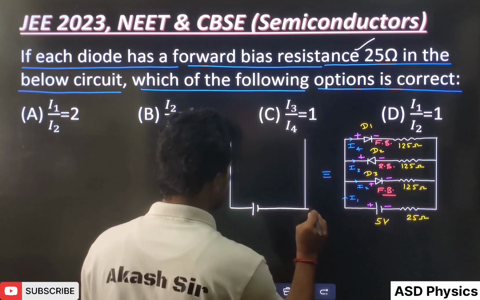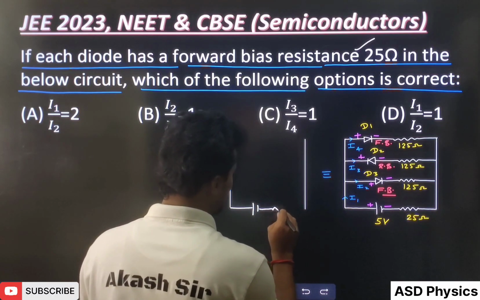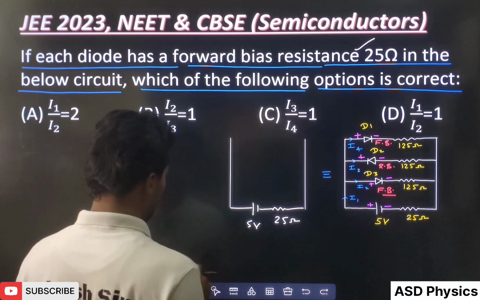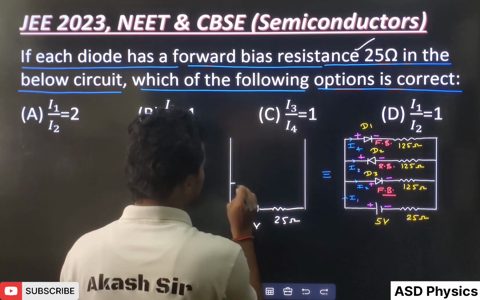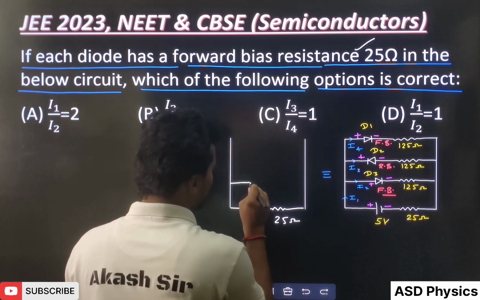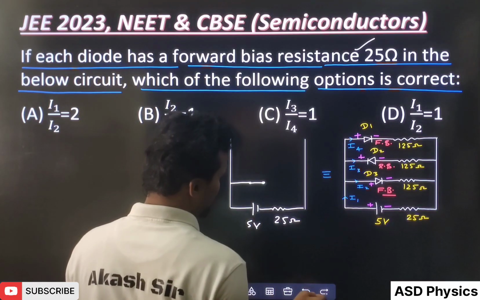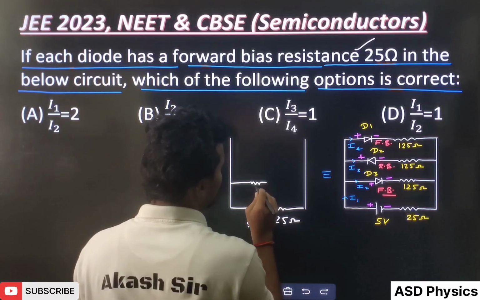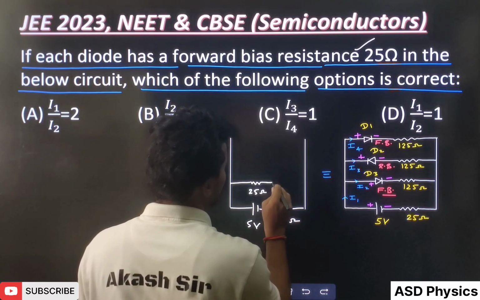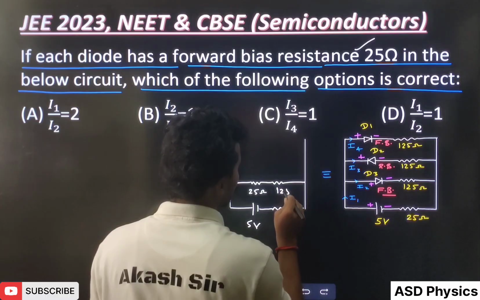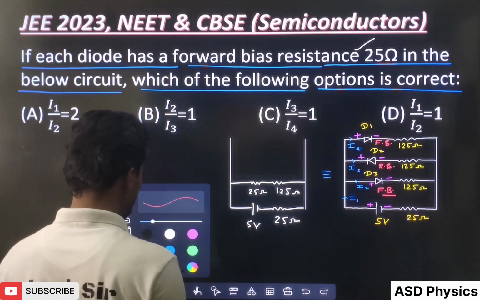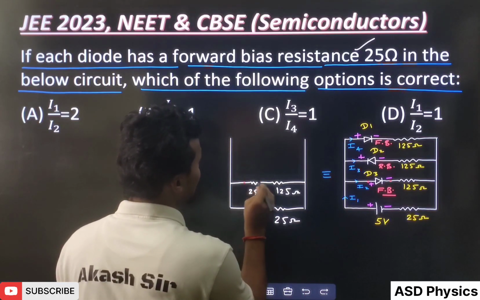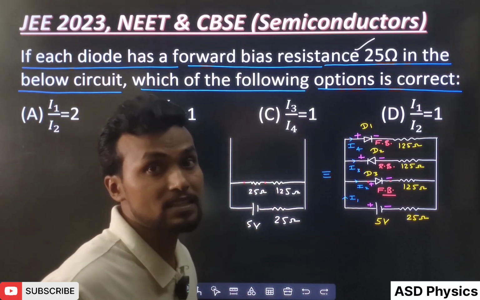So kindly see very well, this is the battery, and there is some resistance given here. This is 5 volt and this is 25 ohm as it is. Now this diode is forward bias, so instead of drawing the diode, it will be replaced by this 25 ohm resistance. At the place of the diode I will draw this 25 ohm resistance, and after that there is 125 ohm. So at the place of the forward bias diode, I have put 25 ohm because they have given it in the question.